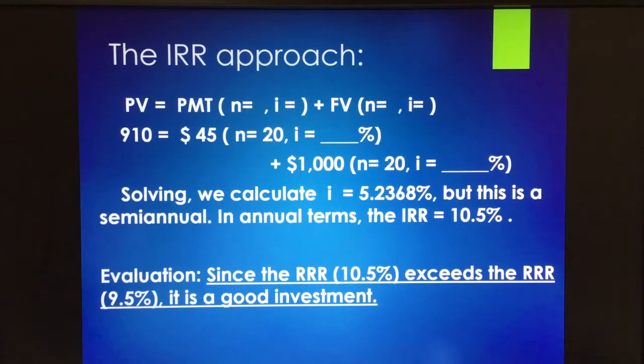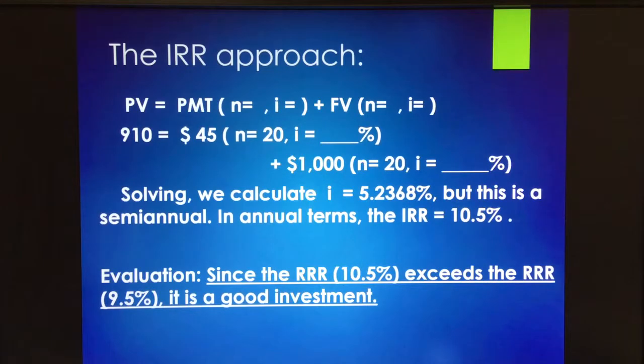When we solve for I here, and keep in mind, you've got to put that 910 as a negative in your calculator, then the $45 payment and the $1,000 future value have to go in as positives. Or vice versa, put the 910 as a positive and the 45 and the 1,000 as negatives. When you solve for I, you get 5.2368%. I left all that detail there. But we're going to have to double that to convert it to annual terms, and then I'll round off the final answer to 10.5%.